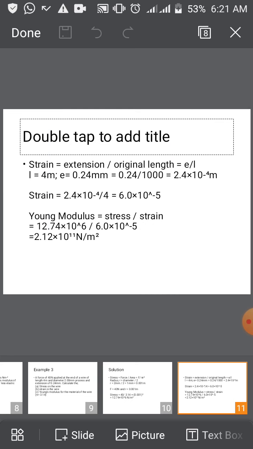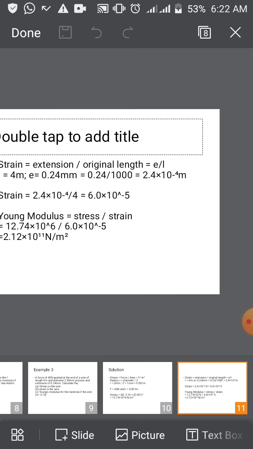Now, having calculated stress and strain, we can now calculate Young's modulus using stress divided by strain. We substitute the value of stress being 12.74 times 10 raised to power 6 divided by 6.0 times 10 raised to power minus 5. And when we do that, we'll have our final answer to be 2.12 times 10 raised to power 11 Newton per meter squared.